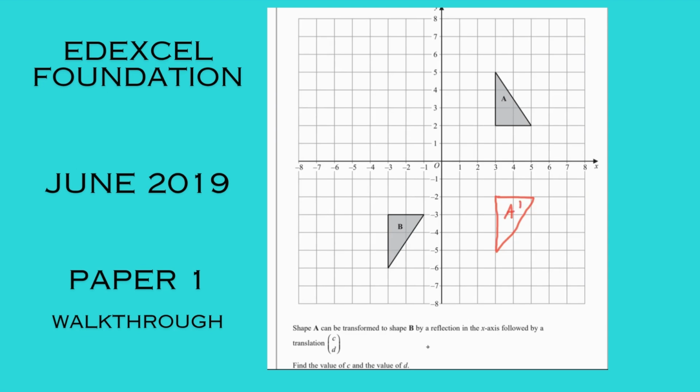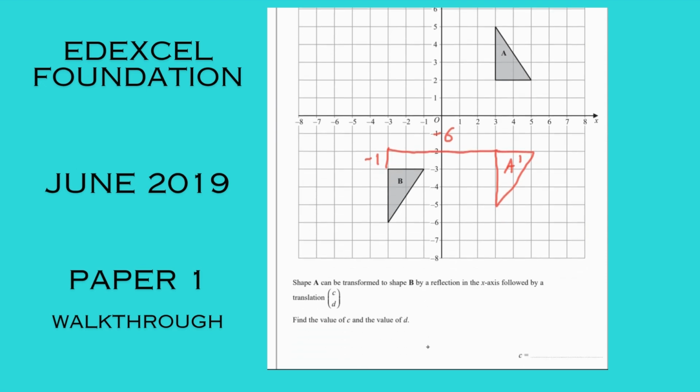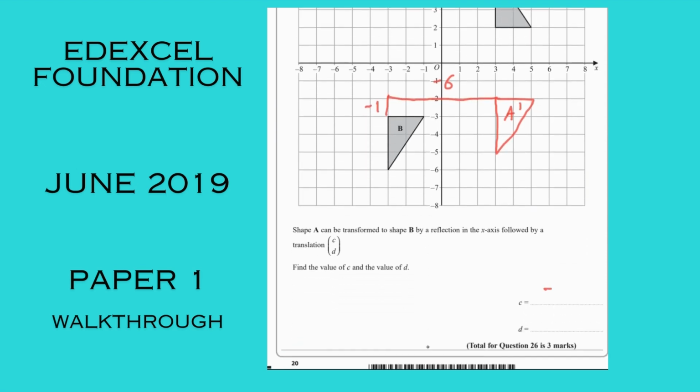Apparently it can be transformed by a translation. So get counting. 1, 2, 3, 4, 5, 6 to the left and 1 down. But don't forget, 6 to the left is a minus, 1 down is a minus. So the right answer will be -6 and -1.